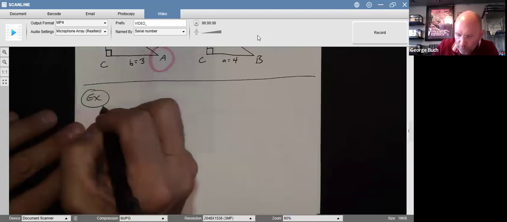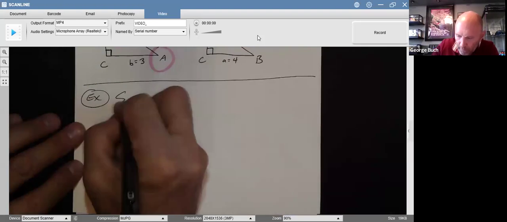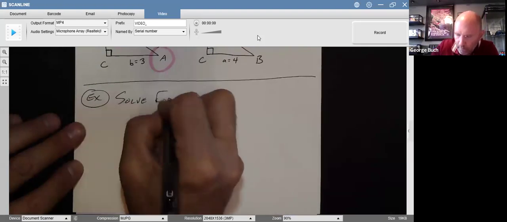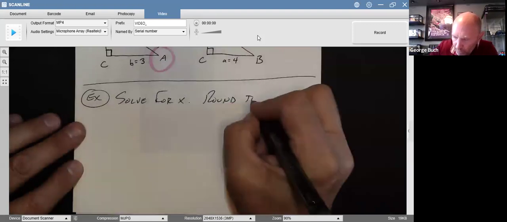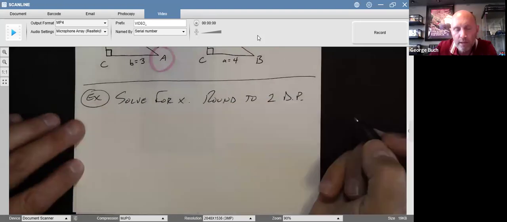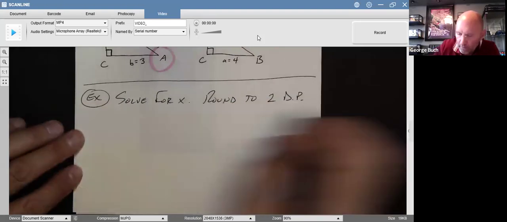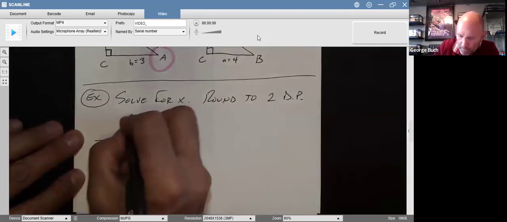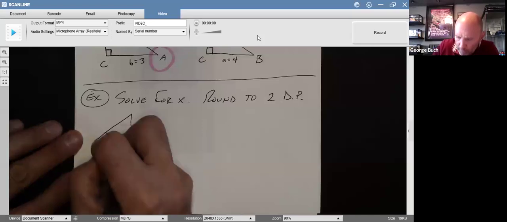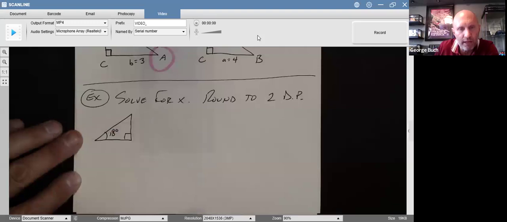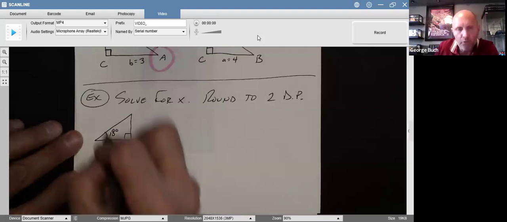Next problem, solve for x and round to 2 decimal places. I was going to do d.p. We have a right triangle. Our measurements down here are 18 degrees, x, and 12.